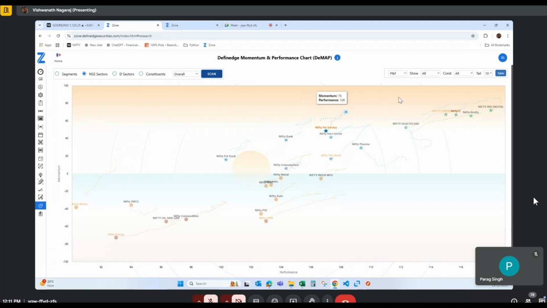Sorry, Vishwanath, one question. On the right side, it should be bullish, right? On the top right. Did I get it correct? No, the individual sectors on the right side are high momentum, high performance. But I'm talking about the sun or the moon. Oh, here, okay. This particular element.